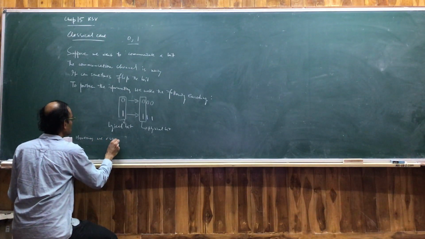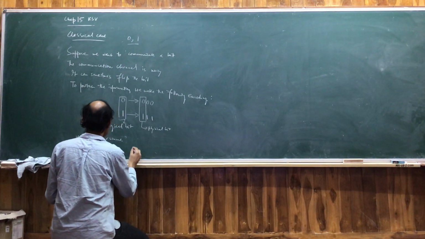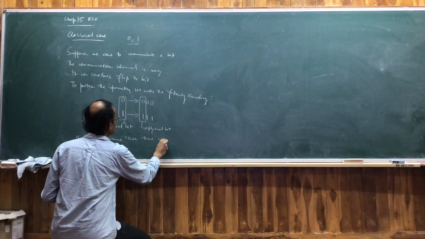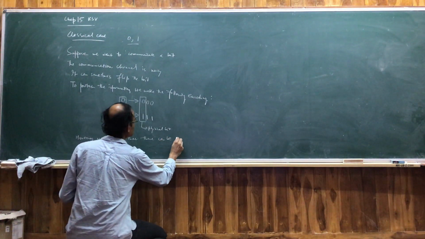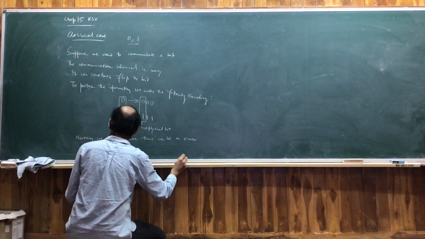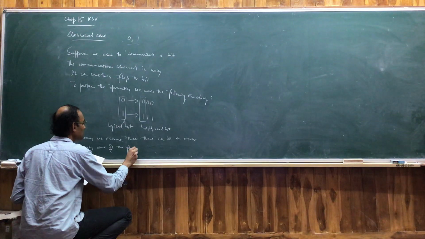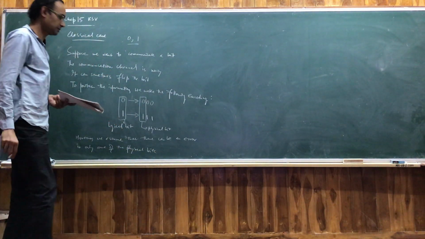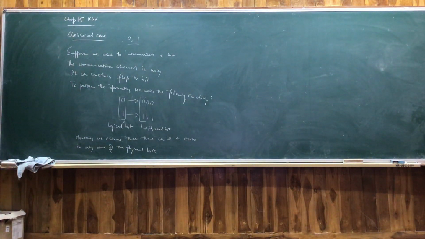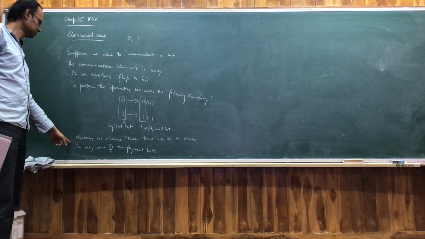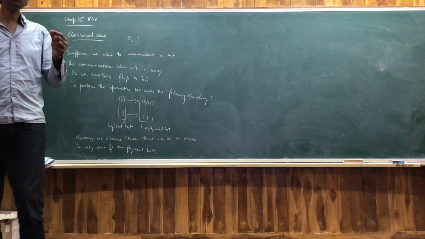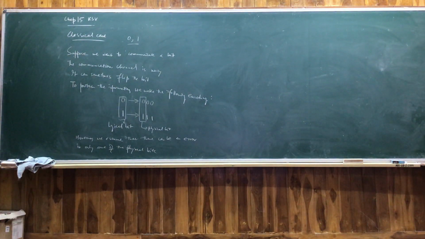Moreover, we assume that there can be an error in only one of the physical bits. So we will try to protect our logical bit only against this type of error. So the error is that either nothing happens, or with some probability, one of the physical bits is flipped. This is the only thing that can happen.